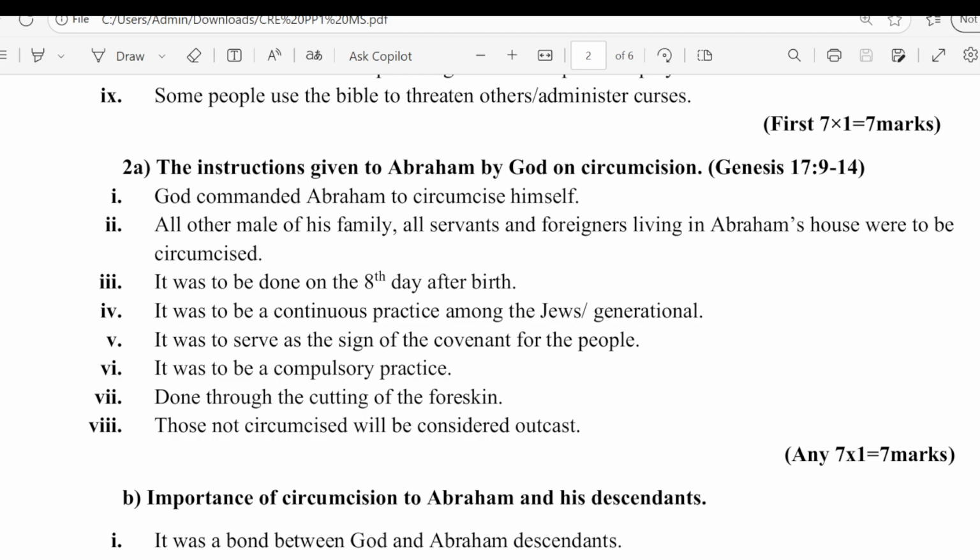Question 2. We are asked about the instructions given to Abraham by God on circumcision. Here we refer to Genesis 17 verses 9 to 14. 1. God commanded Abraham to circumcise himself. All other males of the family, all servants, and foreigners living in Abraham's house were to be circumcised. It was to be done on the 8th day after birth. It was to be a continuous practice among the Jews. It was to serve as a sign of the covenant for the people. It was to be a compulsory practice. It was done through the cutting of the foreskin, and those not circumcised would be considered outcasts.